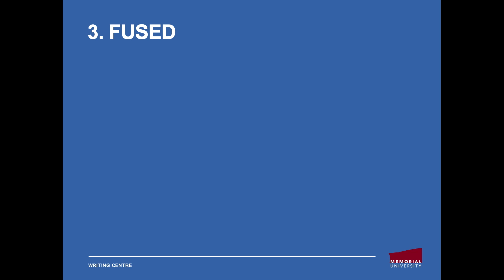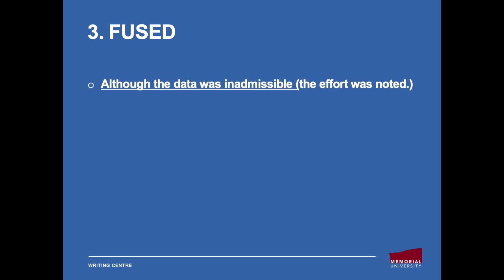Let's look at the second fused example. This one is a little different. You can see it begins with a subordinator, although. If a sentence begins with a subordinator, this indicates the start of a dependent clause. A sentence cannot have only a dependent clause. It requires an independent clause in order for it to be grammatically correct.